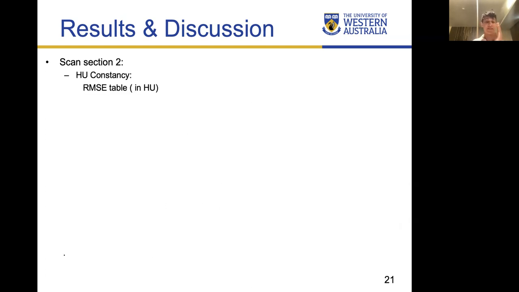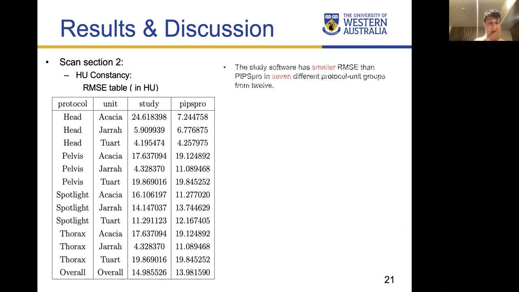And for unit consistency, the software has smaller root mean square error than PIPSPro on 7 different protocol units from 12. The overall root mean square error shows a slight difference in favor of PIPSPro.